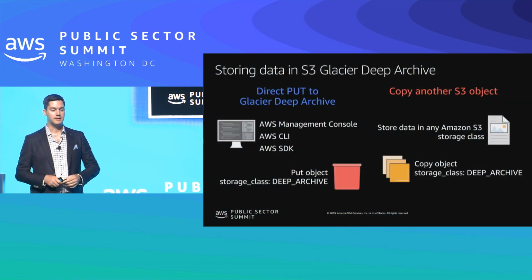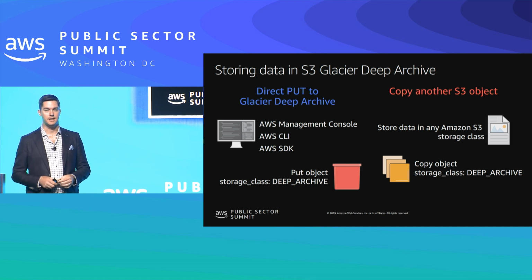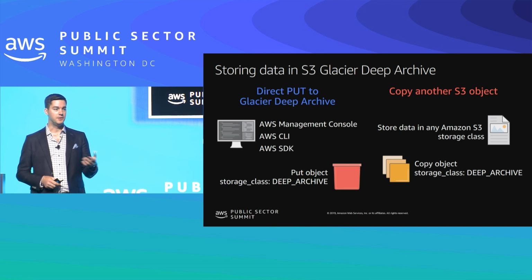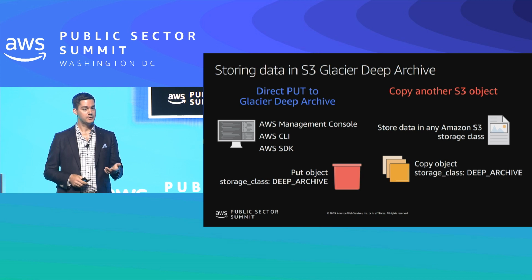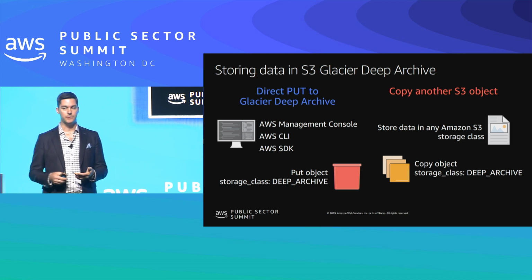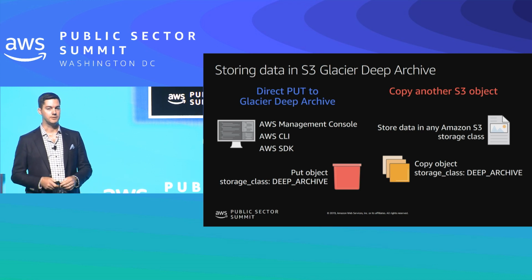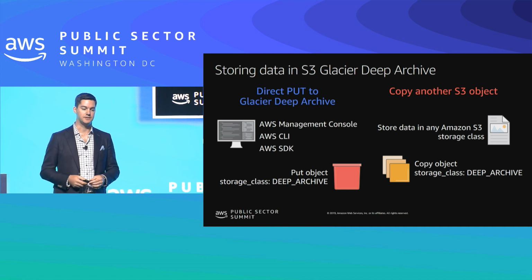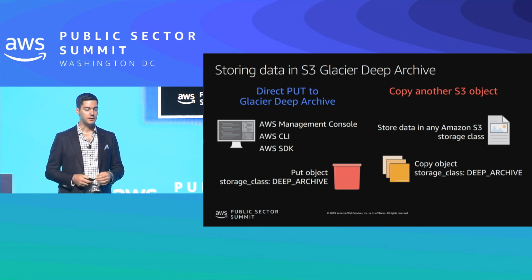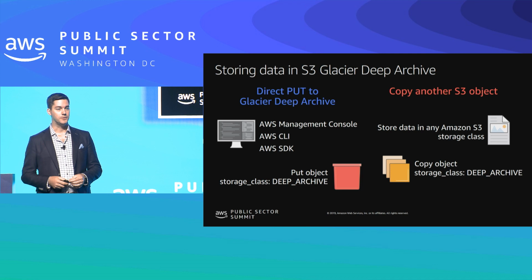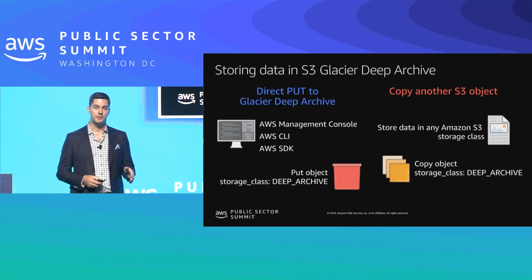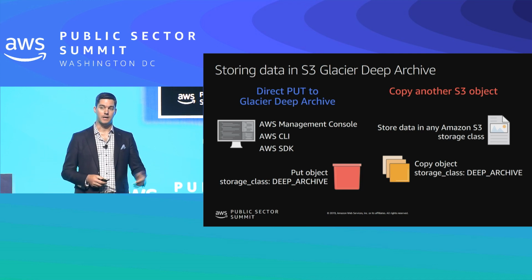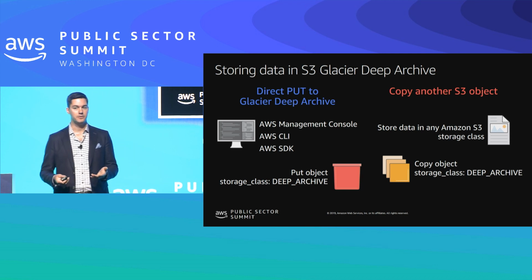The first way is to directly put your objects. Using the S3 APIs with a direct put, you can specify your storage class. It's an optional field, so without specifying, your objects will end up being put to S3 standard. You can elect to put them to any of the 6 S3 storage classes, including Deep Archive. You can do that through the AWS Management Console, using the AWS command line interface, or using the AWS SDK. So really whatever's most natural for your workflow.